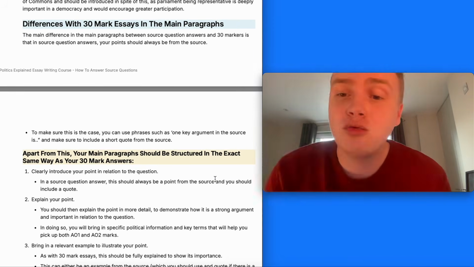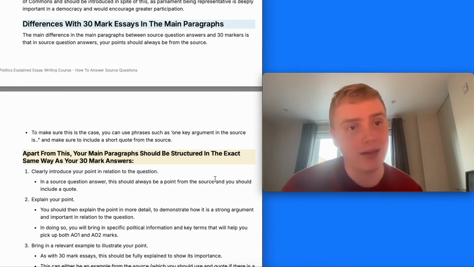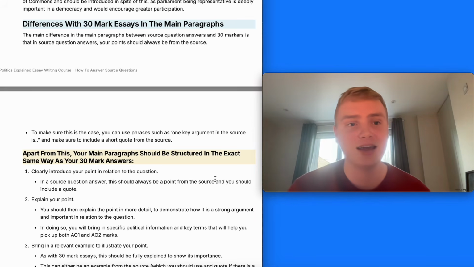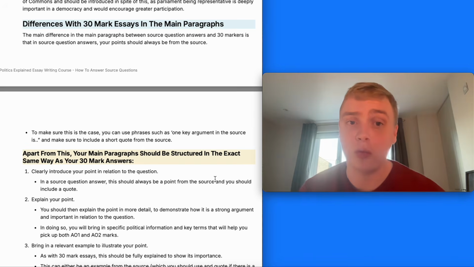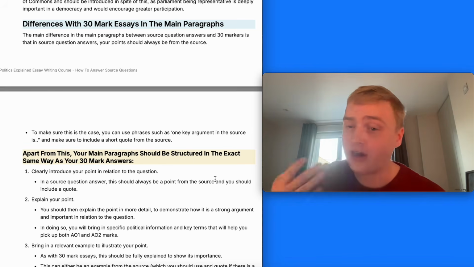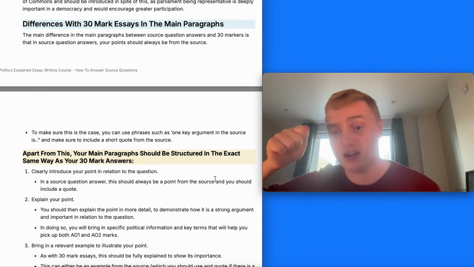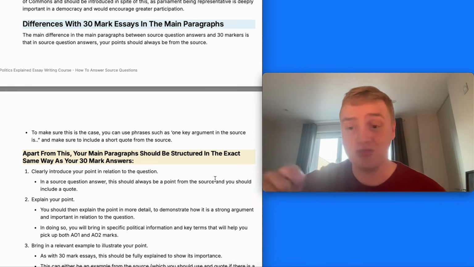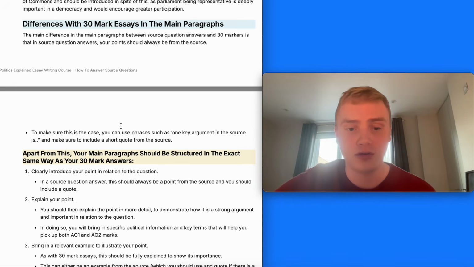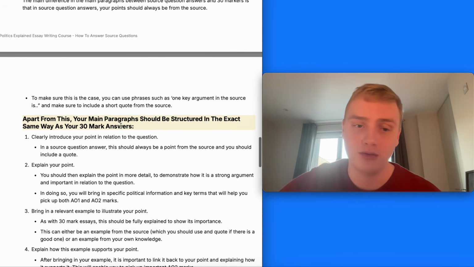30-mark essays then. This is where I guess the biggest difference is. So the main difference in the main paragraphs between source questions and the normal kind of 30-mark essays is that in source question answers, your points should always be from the source, as we mentioned at the start. To make sure this is the case, you can use phrases such as one key argument in the source is when you're initially introducing your argument, because then you pretty much give yourself no choice, making sure that it's very much from the source, and also make sure to include a short quote from the source.